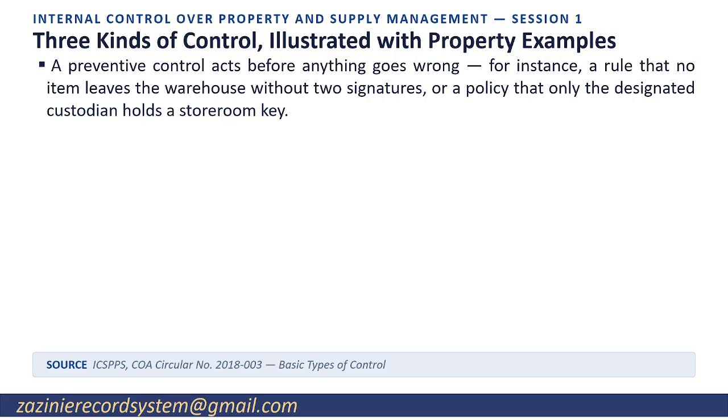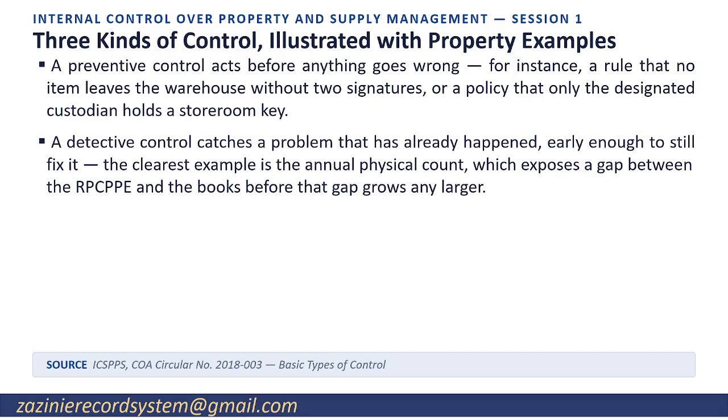A preventive control acts before anything goes wrong, for instance, a rule that no item leaves the warehouse without 2 signatures, or a policy that only the designated custodian holds a storeroom key. A detective control catches a problem that has already happened, early enough to still fix it. The clearest example is the annual physical count, which exposes a gap between the RPC PPE and the books before that gap grows any larger.